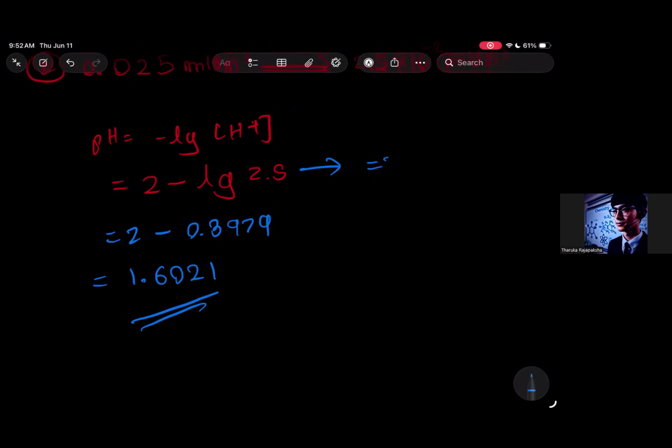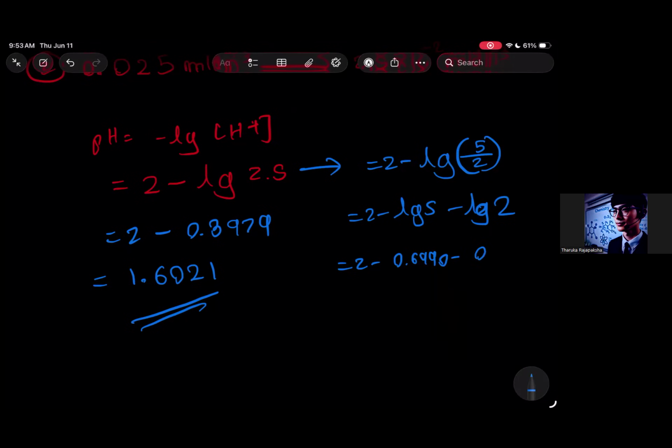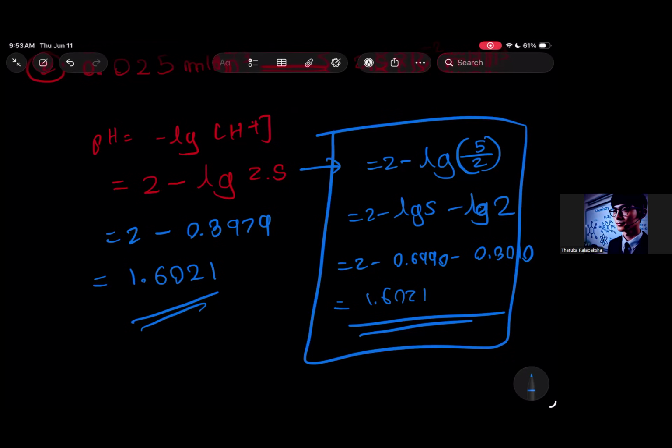So we can write this like 2 minus log 5 over 2, right? Now log of 5 over 2 is log 5 minus log 2. Now we know the log 5 value, I taught you that it is 0.6990, and the log 2 value is 0.3010. So when you simplify this, you will get your answer 1.6021. So if you're lazy to take the logbook out, or you don't have a logbook near you when you're practicing the question and you see 2.5, you can do something like this. It's not necessary, but good to know, right?